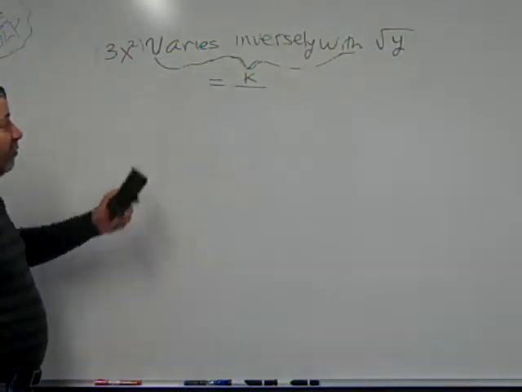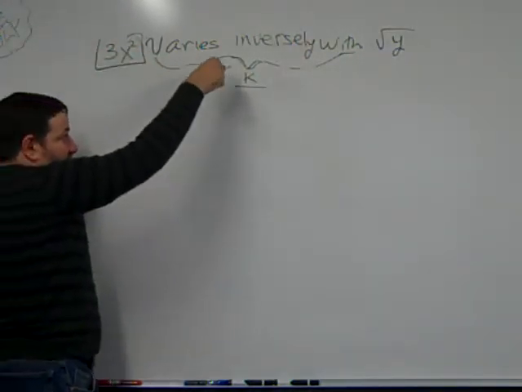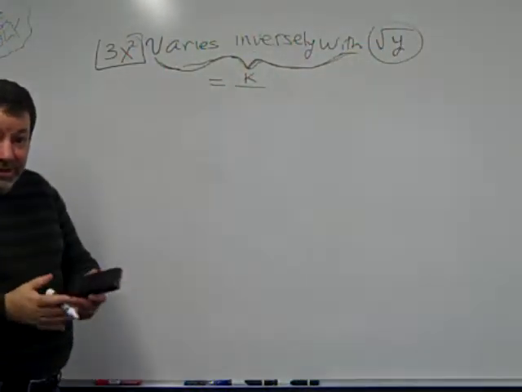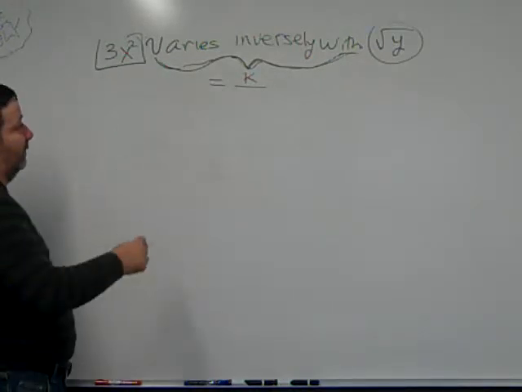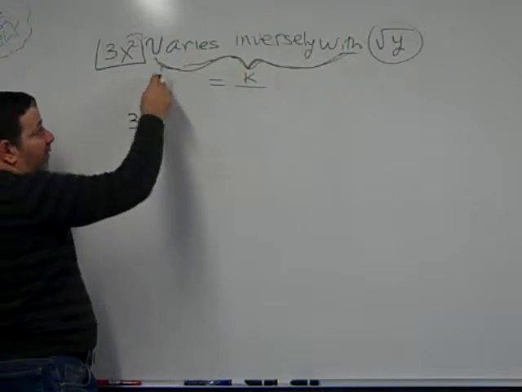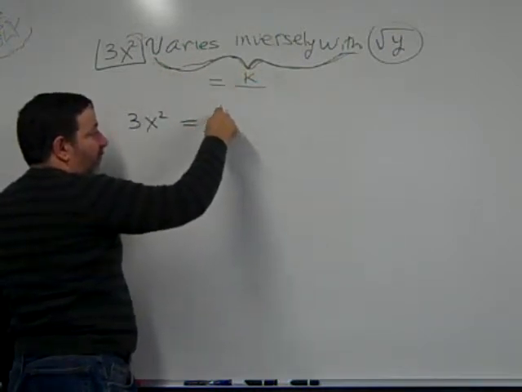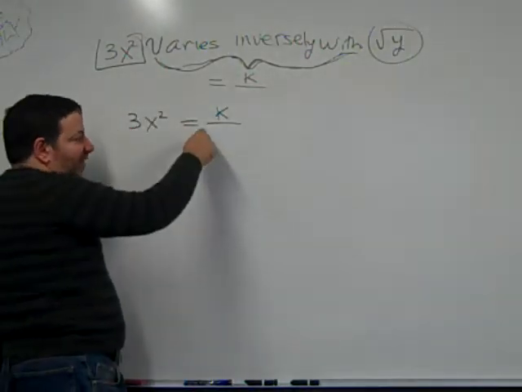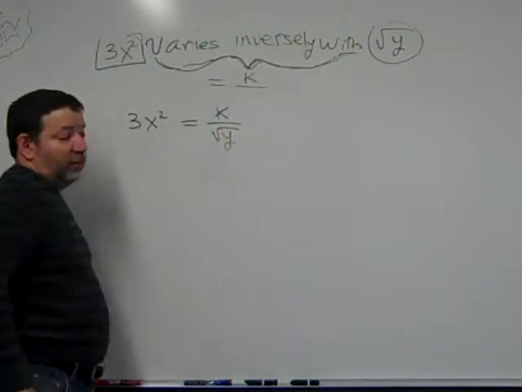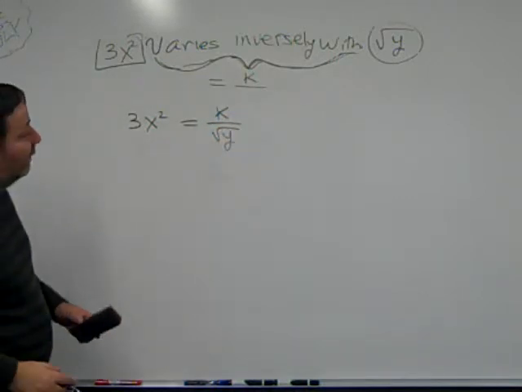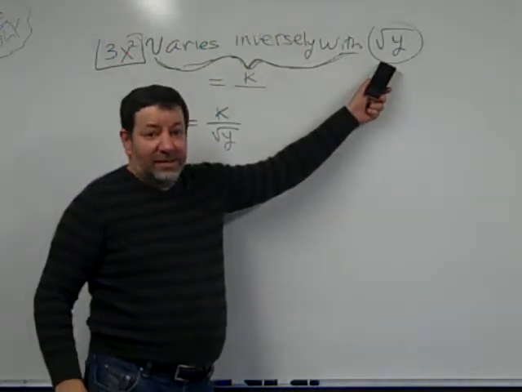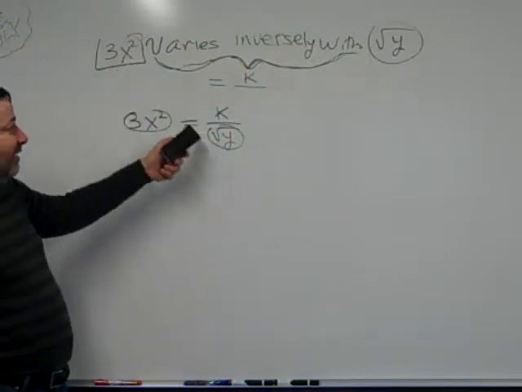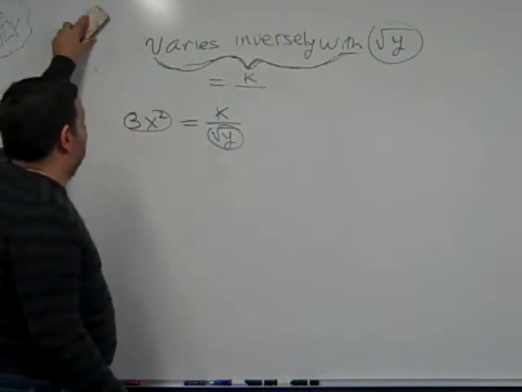Okay? 3x squared, so there's 3 pieces. One, that, varies inversely with, and this. You need to write down 3 things. You have to write down 3x squared, varies inversely with means equals k over. Then you have to write down the square root of y. This time you write it under the line, square root of y. So, it doesn't matter what I have here or here. All I'll do is change this and that. So this looks like this, and that looks like that.